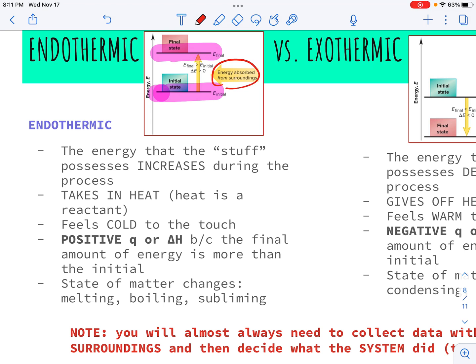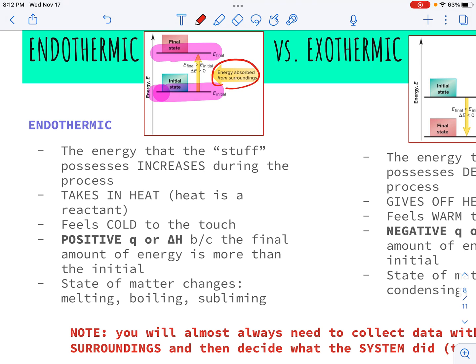State of matter changes that are endothermic are melting, boiling, and subliming, where your substance goes from a solid to a liquid to a gas, or from a solid to a gas. But picture that in order to do that, the gas definitely possesses more energy of particle vibration than a solid does, right? Our gas definitely has particles moving everywhere, and our solid is just vibrating. So you want to kind of picture that that's the case.